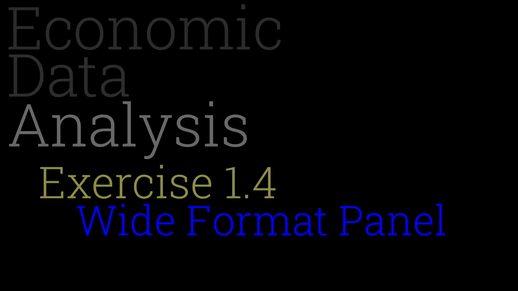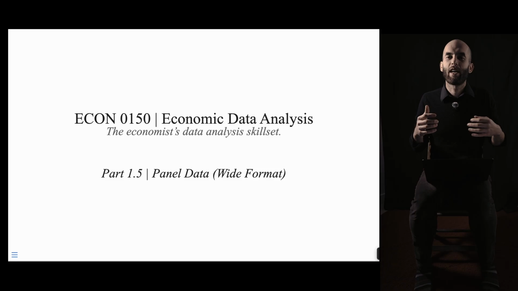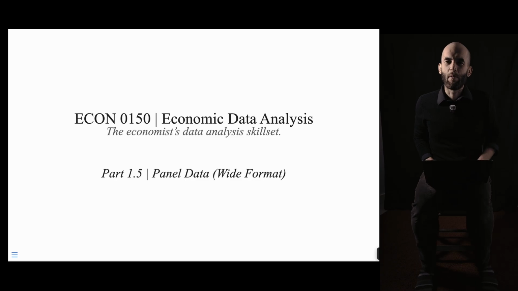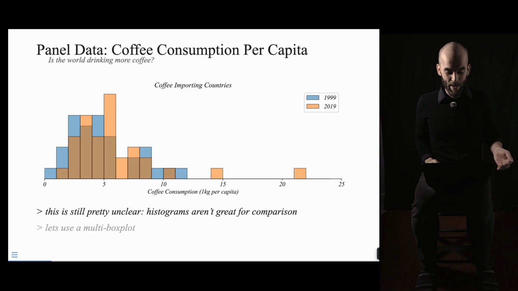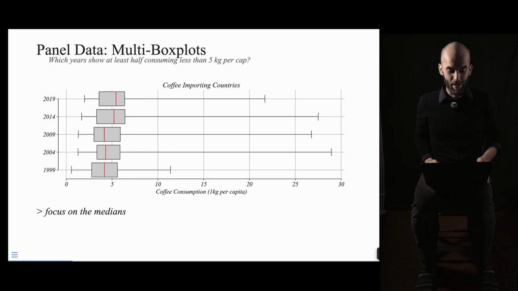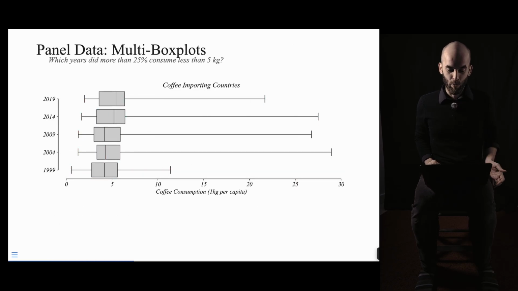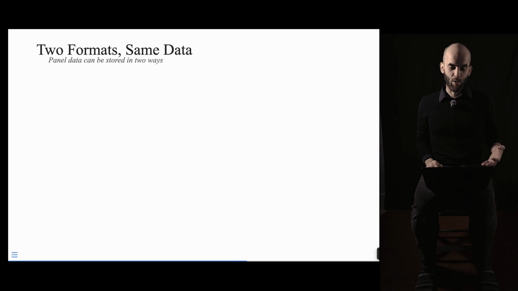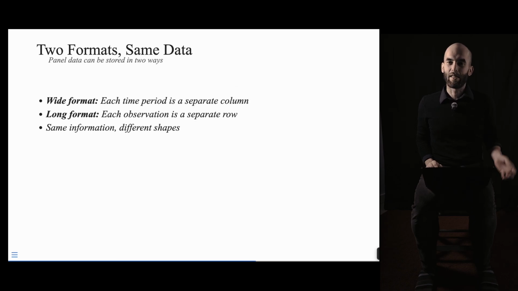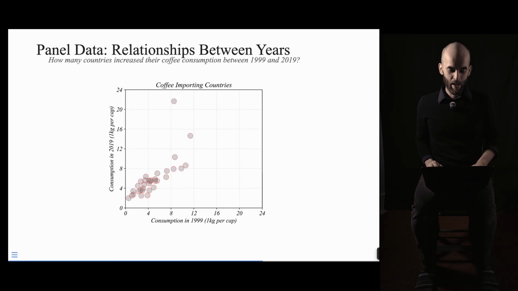All right, so in part 1.5, we just got through talking about panel data in wide format and some of the extra capabilities it gives us. So this is in exercise 1.5, we're going to actually go through and work with this data set directly. What we're going to do is construct nice scatter plots to show changes through time. So we're going to make little figures that look like this.